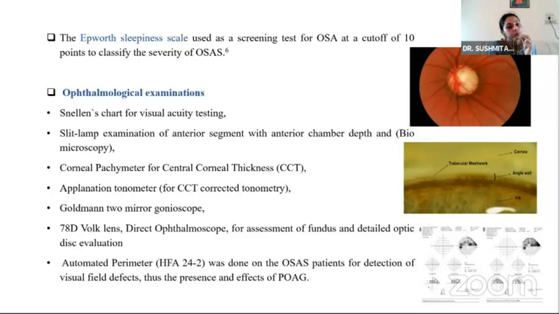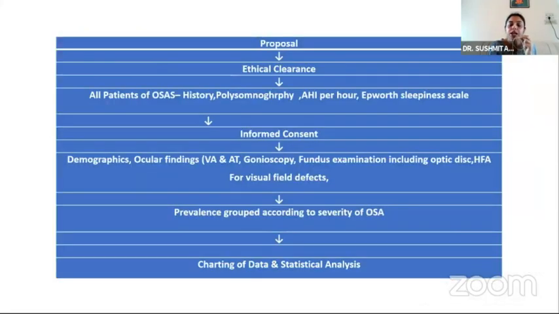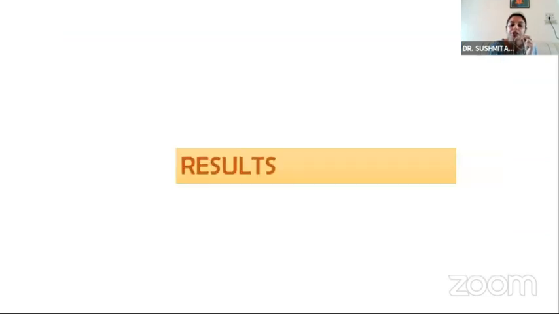Gonioscopy was done with a Goldmann two-mirror gonioscope. Then we did fundus and detailed disc evaluation with a 78D Volk lens and direct ophthalmoscope. And finally, we did perimetry with HFA 24-2 threshold to look for visual field defects. So first a proposal was made, ethical clearance was taken, all patients of OSA were diagnosed, and consent was taken from them. Then we did tests for the ocular findings. After that, once they were established as POAG, we had the charting of data.